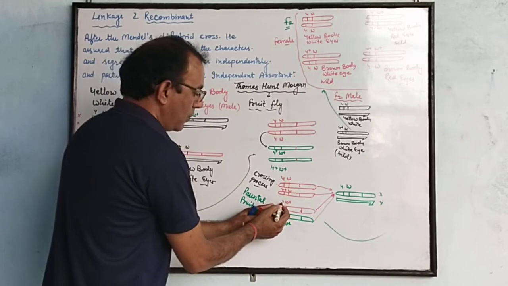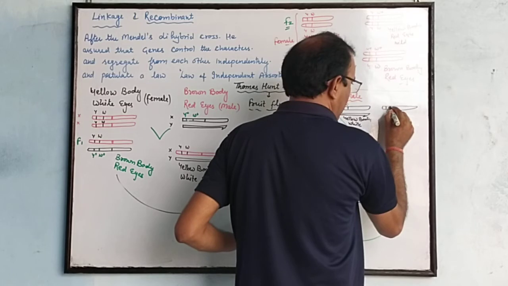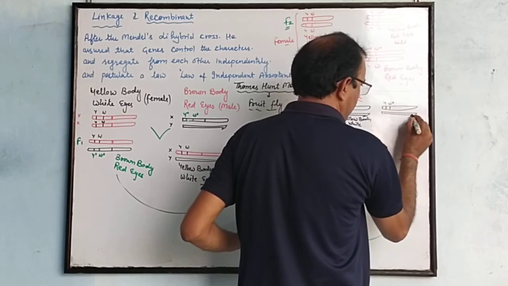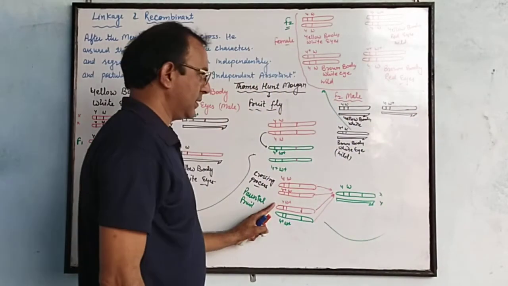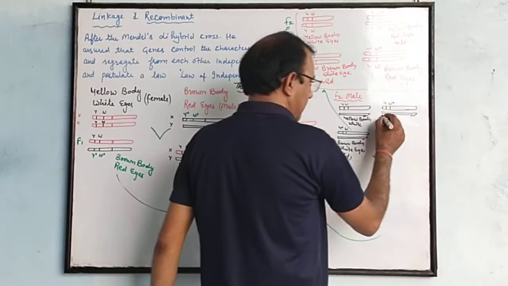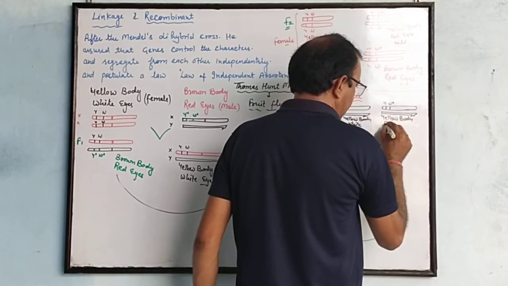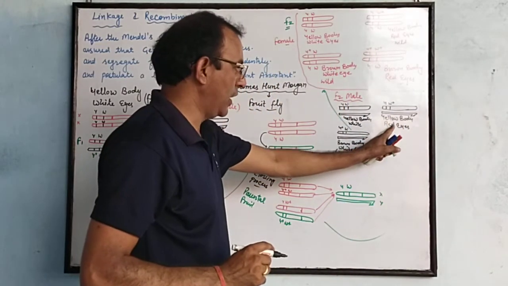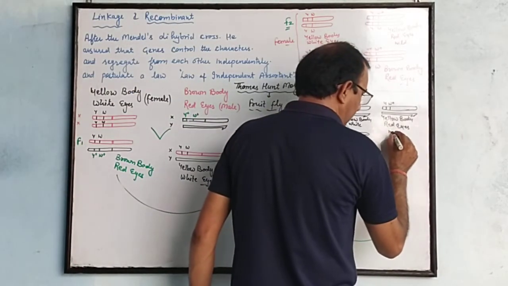Second, third, Y W plus with Y, the Y chromosome. It means this male has a yellow body with red eyes. This is not parental. It should be yellow body, white eyes, or brown body, red eyes. Dissimilar, so we can say it is non-parental.